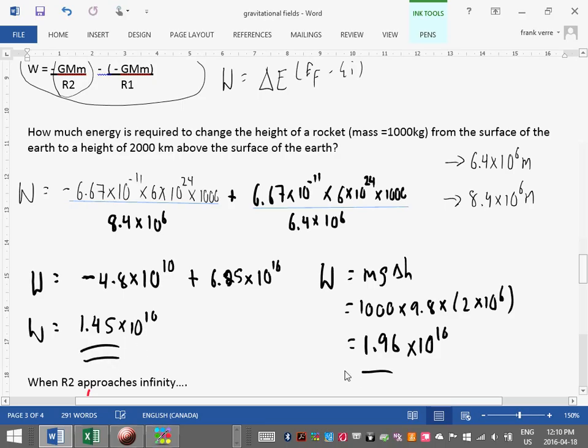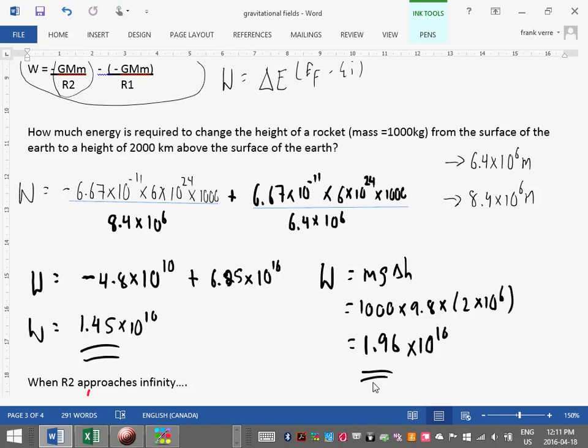And that's because the first equation works all the time. The second one, the one you learned in grade 11, works over short distances at the surface of the Earth. But the problem is, the further you go away from the surface of the Earth, something's going to change in the second equation. What would it be?